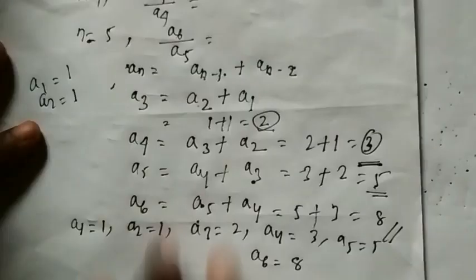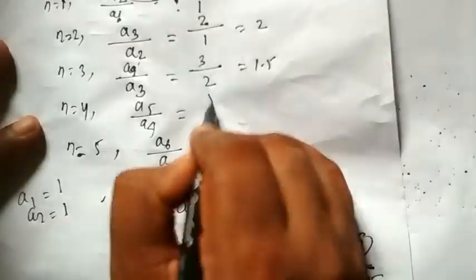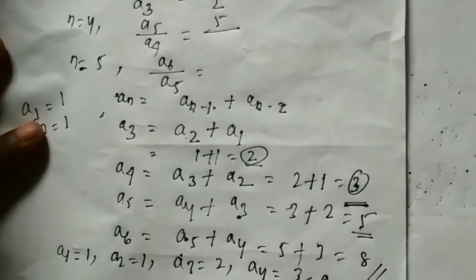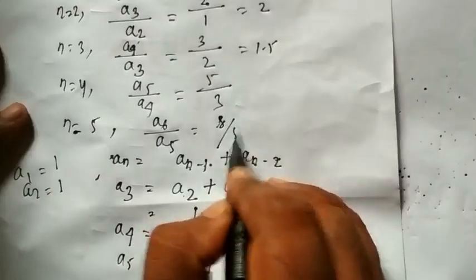Similarly, a5 you got as 5. So 5 upon a4, which you got as 3. 5 upon 3. Similarly, a6 you got 8, so 8 upon a5. a5 is how much? 5. You can substitute here 5. This is the required answer. Clear?